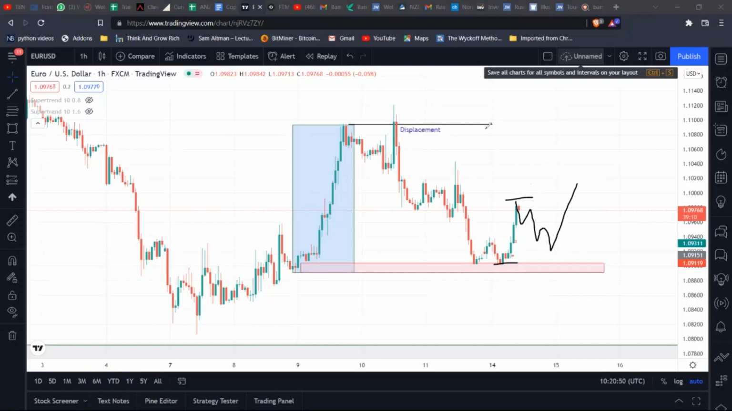So from the way I look at this market, I feel the liquidity that is being targeted is up here. Mind you, this could also be liquidity that the market, smart money, is also trying to target. But personally, I feel this could be the liquidity the market is trying to target.